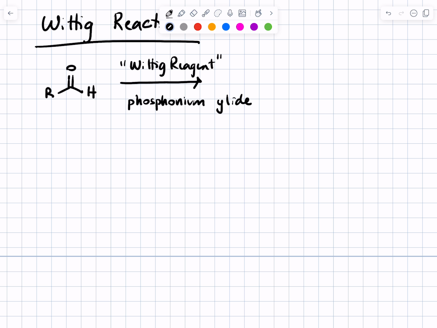Phosphonium refers to a phosphorus with a positive formal charge on it, a phosphorus bonded to four things. Ylide refers to a molecule where there's a positive and negative formal charge on adjacent carbons. So, behold, the phosphonium ylide. There's the phosphorus. In a lot of examples in your text, the phosphorus is bonded to three phenyl groups. There's the positive formal charge on the phosphorus. And then the adjacent carbon, we'll put another R group here, is negatively charged. This is the phosphonium ylide.